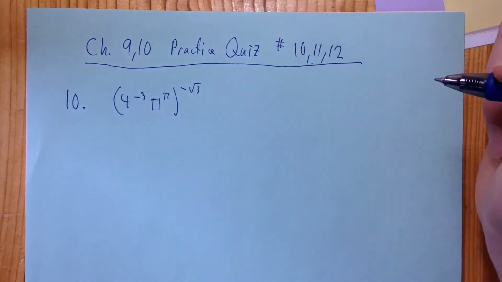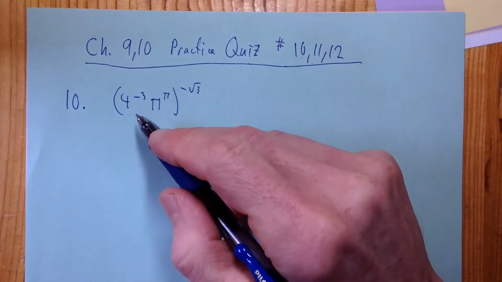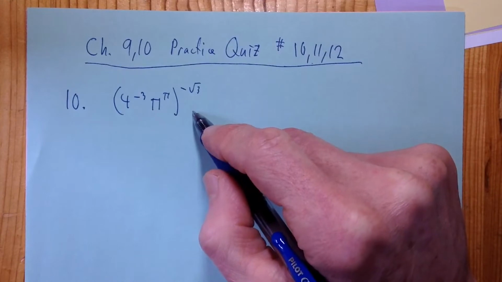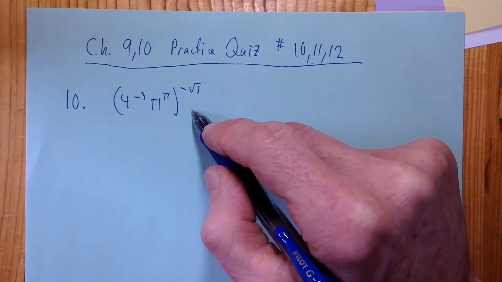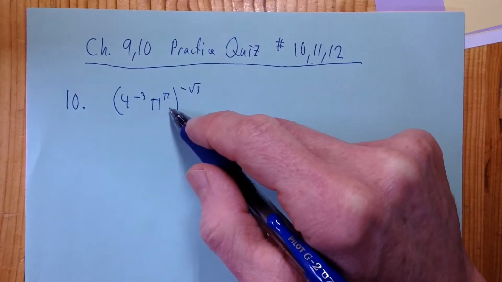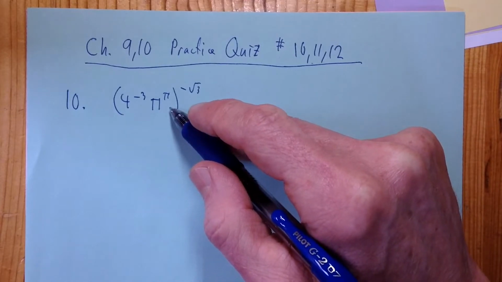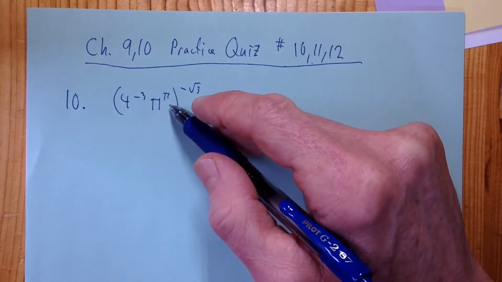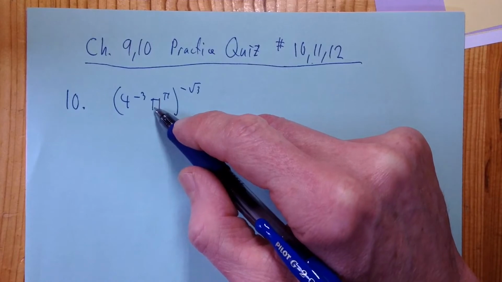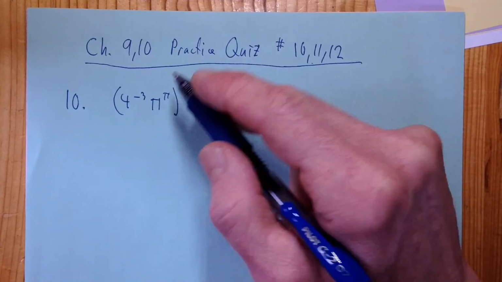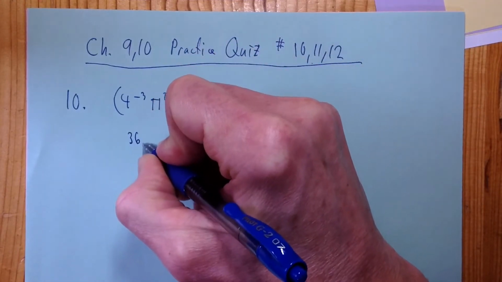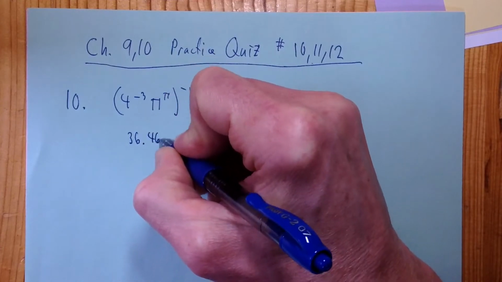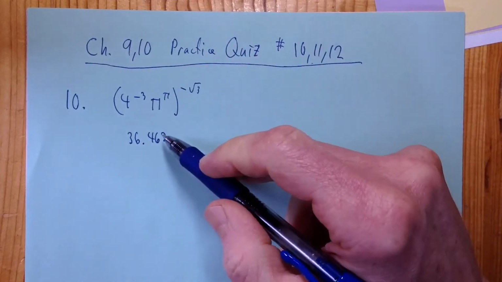Alright, video number 3 in the practice quiz solutions is starting with number 10. We have this thing. You're supposed to use a calculator to get a number. What I would do is do it step by step. It's tricky to get calculators to work right with parentheses and everything. So writing this, I can raise pi to the pi, and I got 36.462, and that should be enough decimal places.